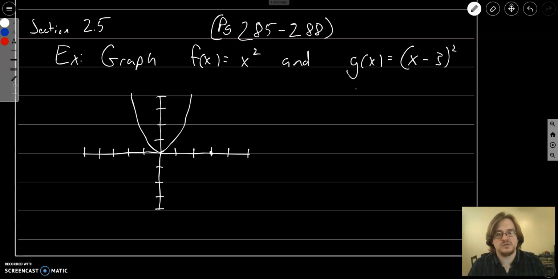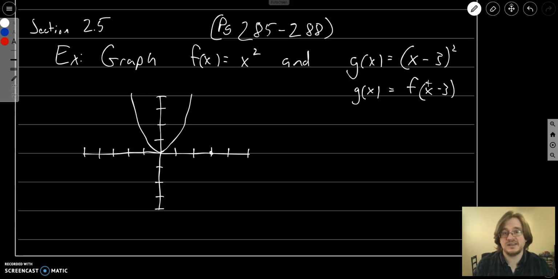And what I want to point out right away is that g of x is nearly the same thing as f of x. F is just going to be x squared, but g is going to be (x minus 3) squared. So g is the same thing if we just put an x minus 3 into f. So let's see what happens to here.